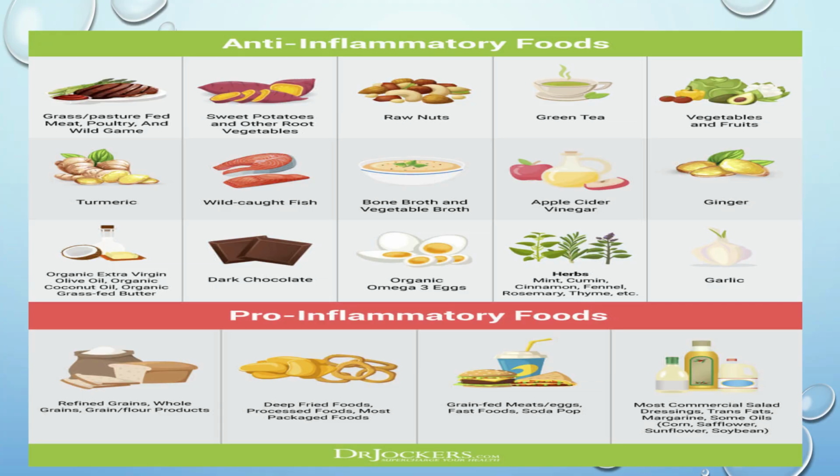So let's see. Foods that lead to more inflammation include refined grains, whole flour, especially sugar and refined grains. We often advocate for more whole grains in our practice. Deep fried foods for sure are really hard on the gastrointestinal tract and the liver. Grain-fed meat and eggs, fast foods, soda pop, and most commercial salad dressings, margarine, soybean oil, corn oil, canola oil is a big one too.